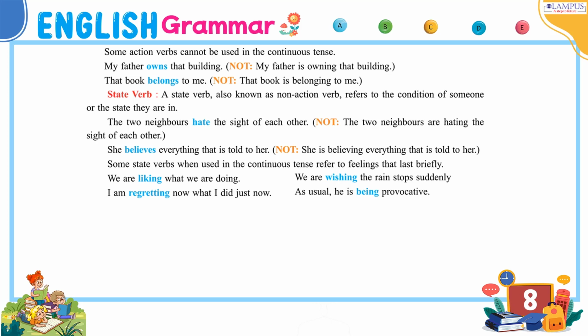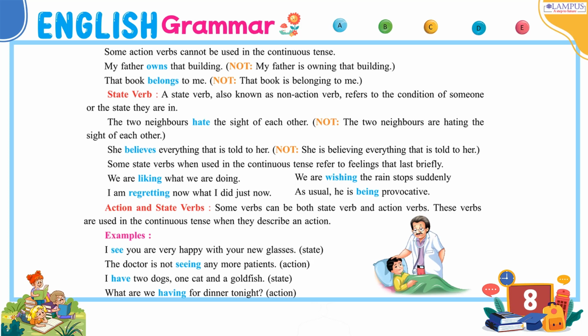Some state verbs when used in the continuous tense refer to feelings that last briefly. We are liking what we are doing. I am regretting now what I did just now. We are wishing the rain stops suddenly. As usual, he is being provocative.